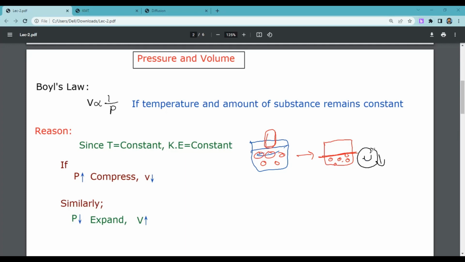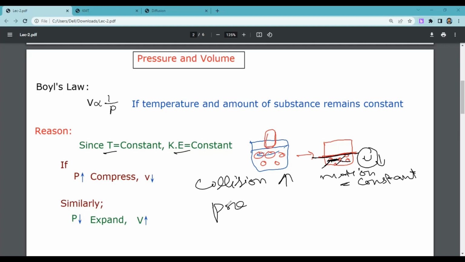Because its volume decreased, but temperature and kinetic energy are constant, the motion of molecules is also constant. Due to the small container, the molecules are now somewhat close to each other. Due to this closeness, the collisions of molecules with each other and with the walls of the container will increase. As collisions increase, the pressure will also increase. I hope this is clear now.